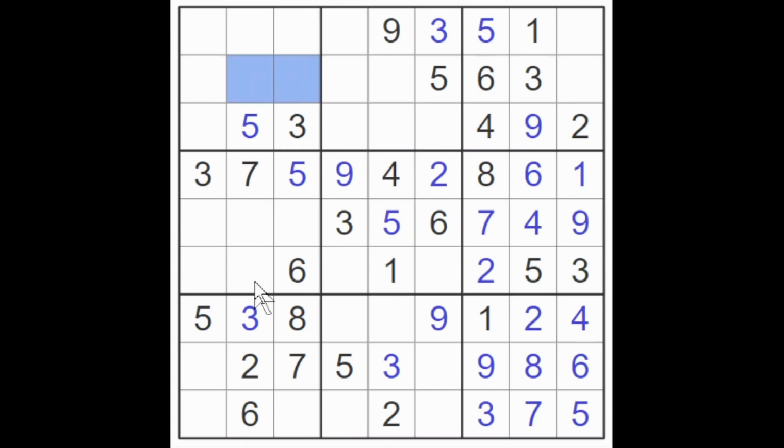Unfortunately, we can't seem to do anything with the 4s. The 4 will have to occupy this cell, or this cell, and therefore none of these 3 cells. But I don't know yet about any of these 4, so that will have to wait.